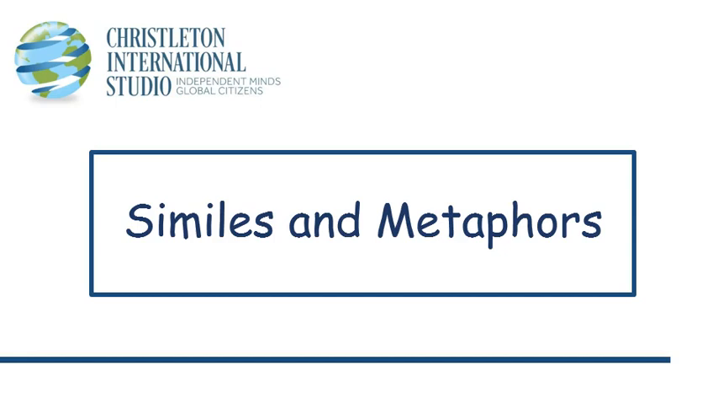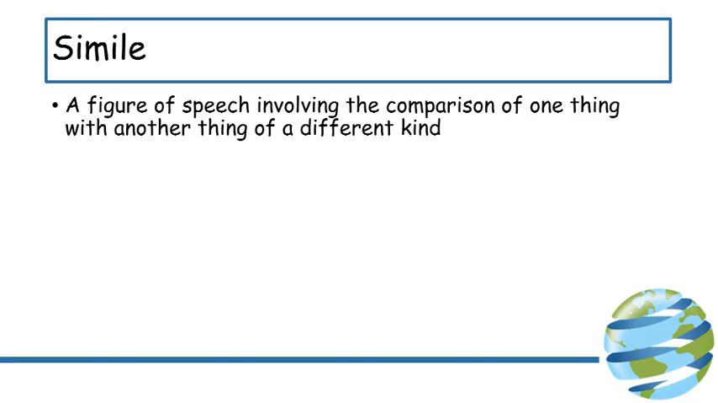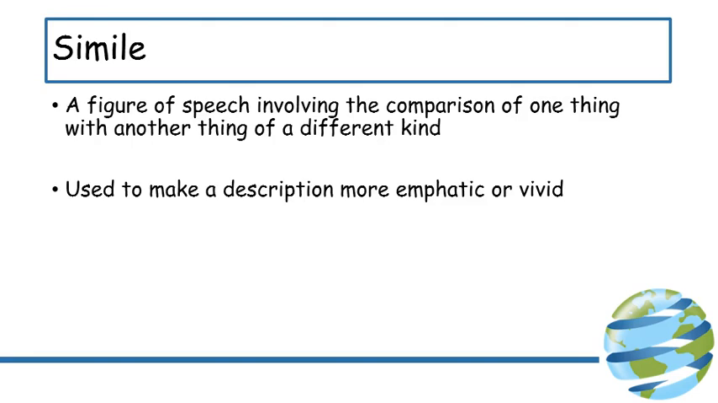Let's start with similes. A simile, as defined by the Oxford English Dictionary, is a figure of speech involving the comparison of one thing with another thing of a different kind. Now this is used to make a description more emphatic and more vivid. So it's to make it come alive for the reader.